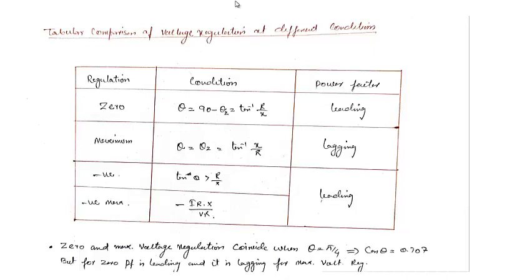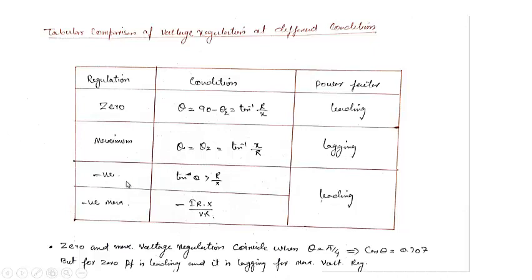So just to summarize all these things, if voltage regulation is 0, that means theta or phi and phi z are complementary angles, or we can say phi z plus phi will be equal to 90 degrees, and in terms of R and X it will be equal to tan inverse of R by X. Power factor will be leading. For maximum, both the angles will be same, that is the power factor angle and the impedance angle will be same, and it will be equal to tan inverse of X by R. Power factor will be lagging.